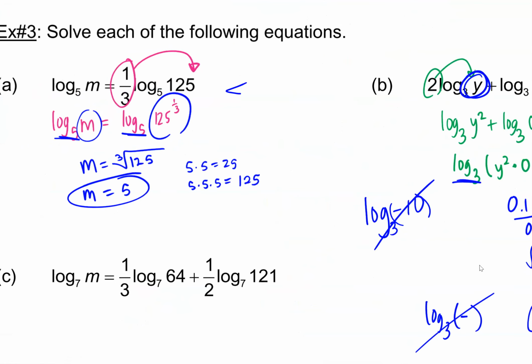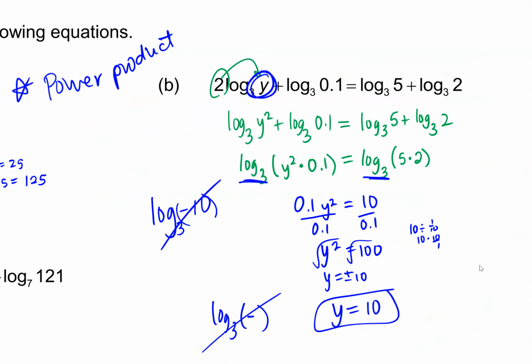So let me tell you which properties we used. Over here on the right side, first we use the power property. And then, on this line, to get down here, we use the product property.